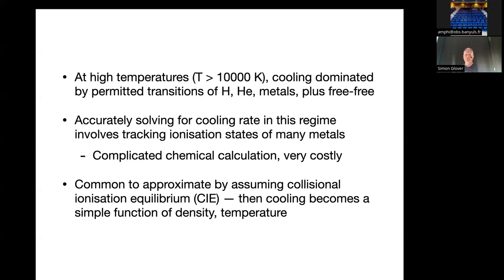And it's quite common to approximate this by assuming what we call collisional ionization equilibrium. So basically saying, okay, my ionization state is set by the balance between collisional ionization and radiative recombination. And the nice thing about that approximation is that both of those processes scale in the same way with the density. They're both density squared processes. So that means that my ionization balance, hence my chemical state, and hence my cooling rate, all become pure functions of temperature. So you can just calculate them ahead of time as a function of temperature, and then just do a temperature lookup.